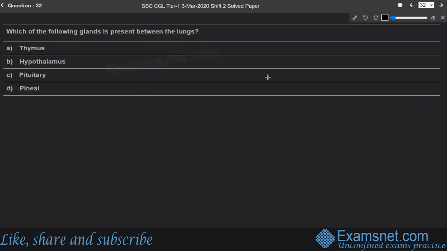Next question is, which of the following glands is present between the lungs? What do you understand by the word glands here? It is mentioned in the question that the gland is present between the lungs.